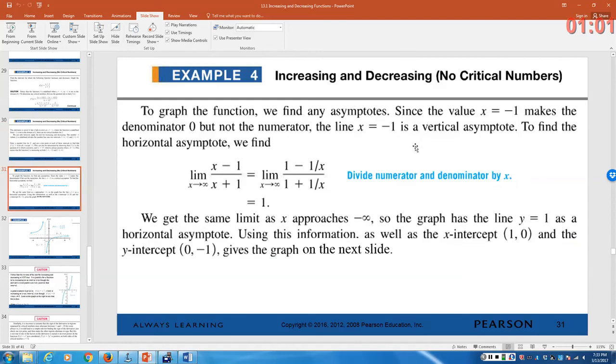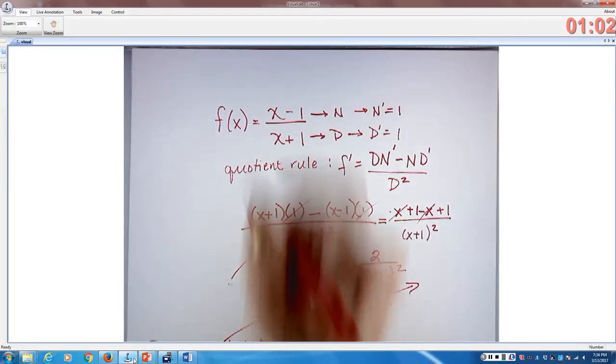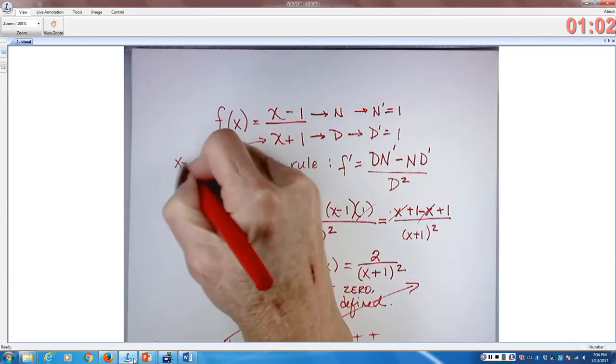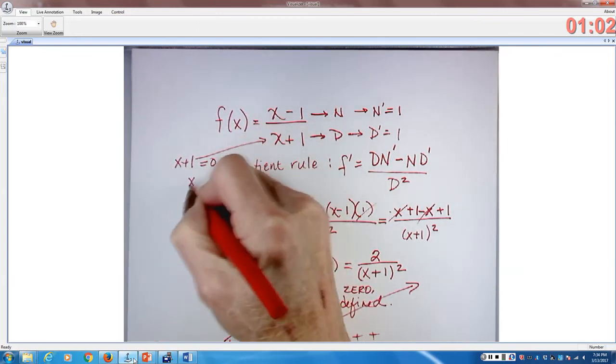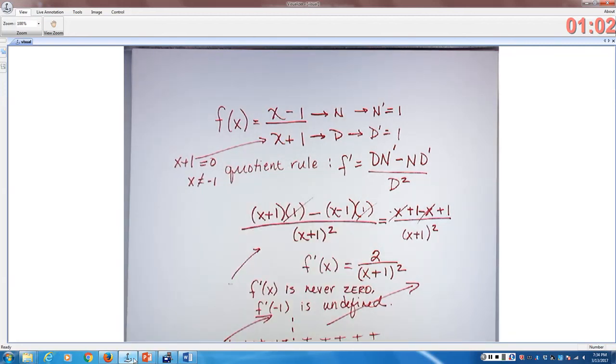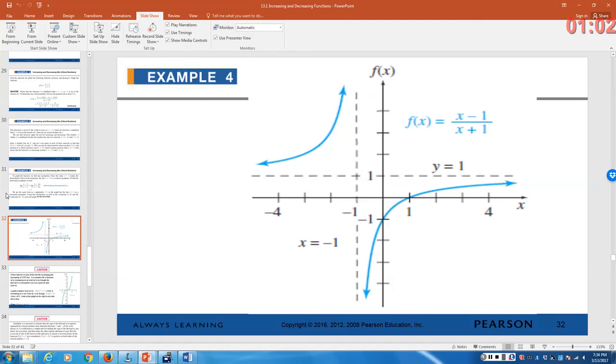And it says to find any asymptotes, but you all know from what we learned before that this original function, that denominator couldn't be 0. So x plus 1 couldn't be 0, which means x couldn't be -1, which was the only critical number that it had. So that's the graph that we got.